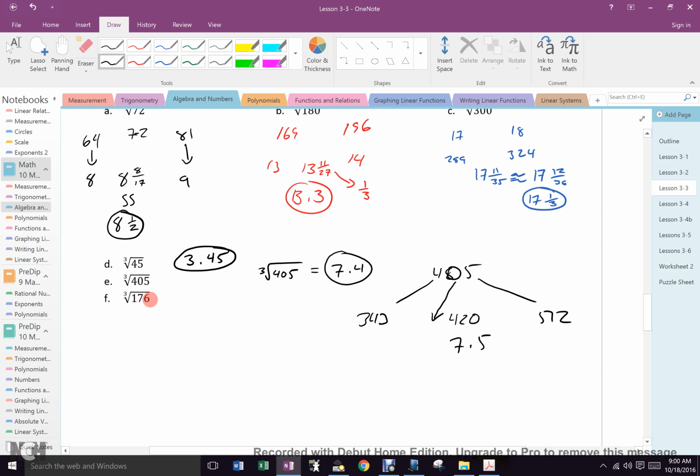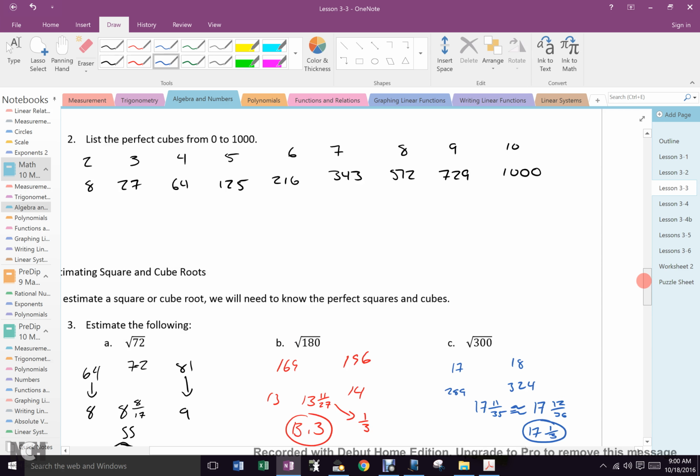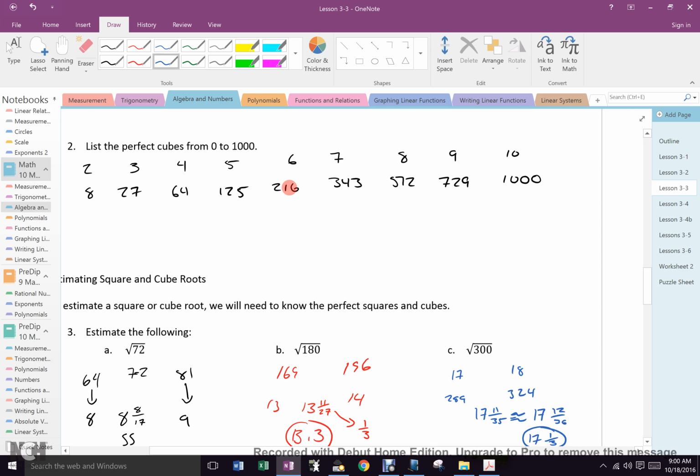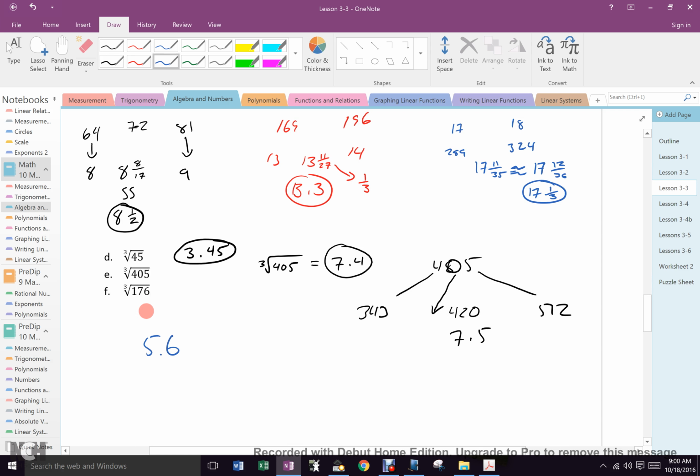And finally, 176 is between what and what? Oops. On our cube list, 5 and 6, right? Am I closer to 5 or am I closer to 6? Closer to 6. So I'd say it was 5.6. Everybody cool? You all right with that, Sammy? Yeah. Everybody else okay with it? Okay. Remember, estimating is a tool for you guys to make sure your actual math, when you do it, is going to work. All right?